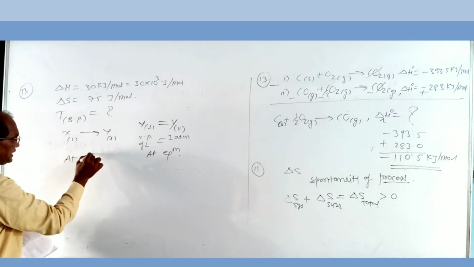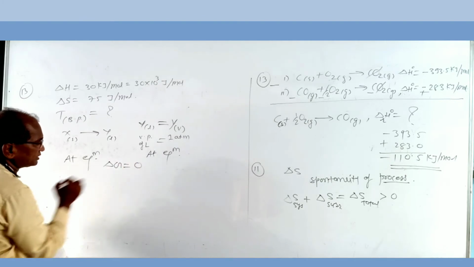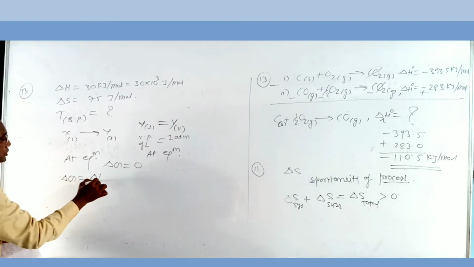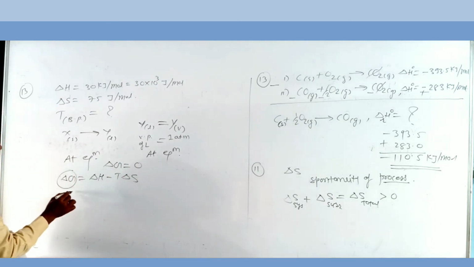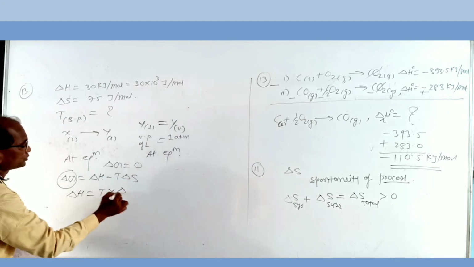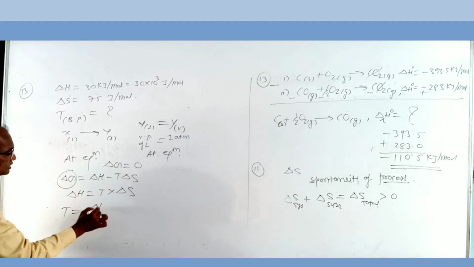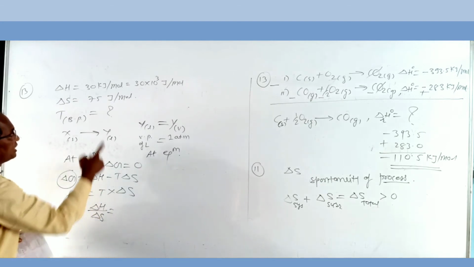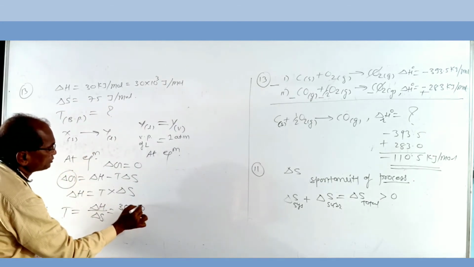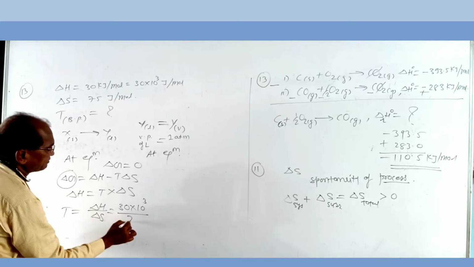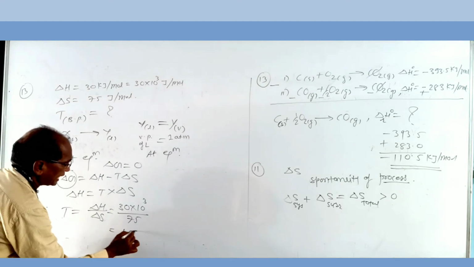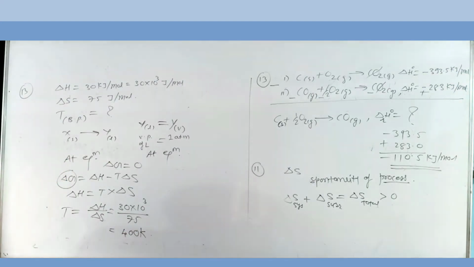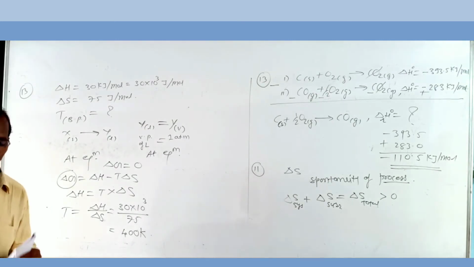At equilibrium, delta G is equal to 0 and delta G is equal to delta H minus T into delta S. But delta G is 0, therefore delta H is equal to T into delta S. Therefore T is equal to delta H upon delta S. Value of delta H is 30 into 10 to the power 3 upon 75. After calculation, it gives 400 K. This is the boiling point of that particular liquid.